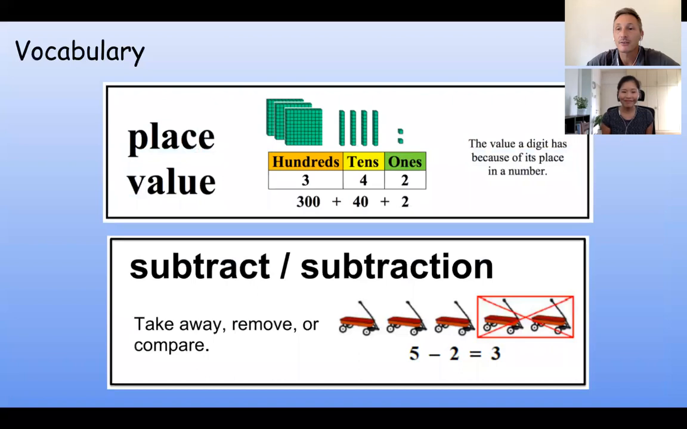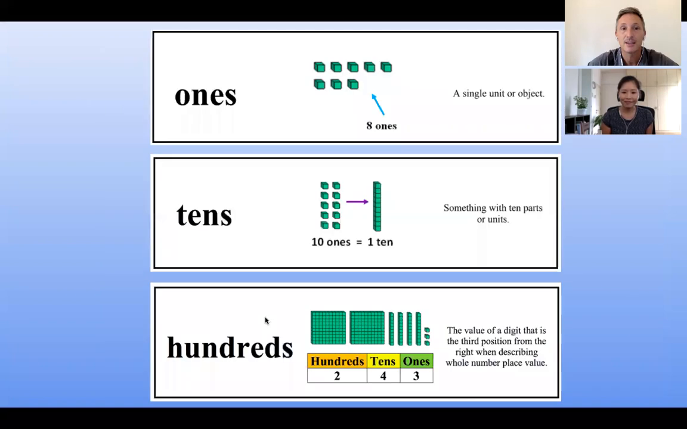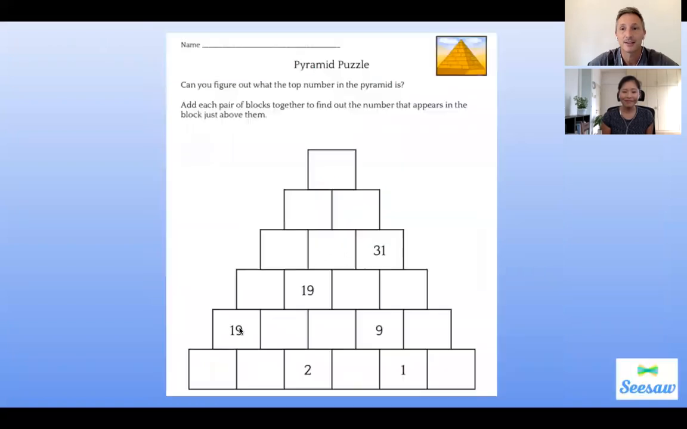And with our vocabulary, we're still going to be looking at that place value. We're going to talk about subtraction today. Remember, that's going to be take away, remove, or compare using subtraction. And we have our ones, tens, and hundreds for our vocabulary words for today.